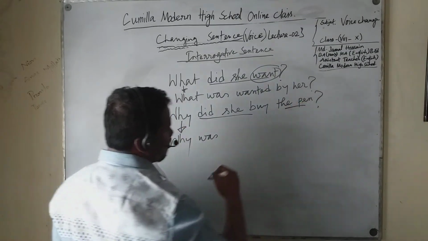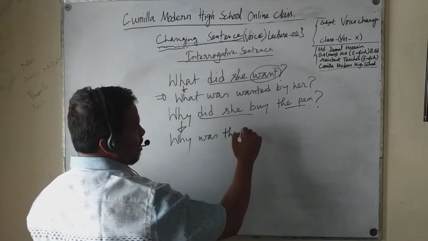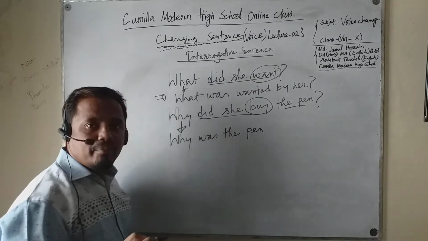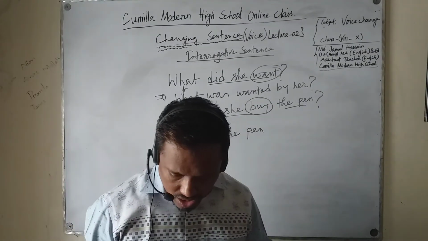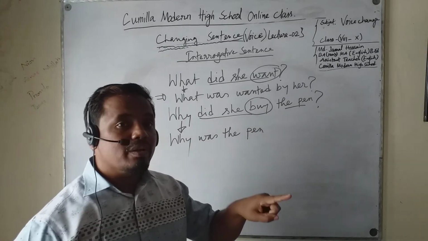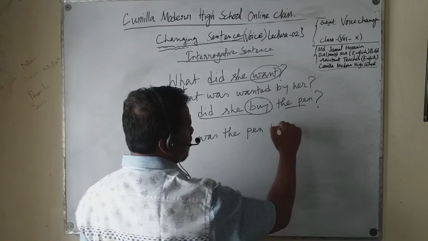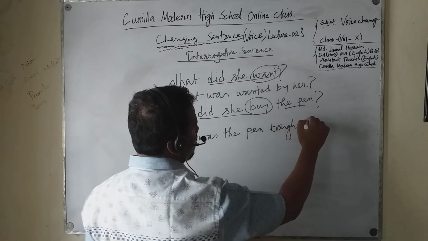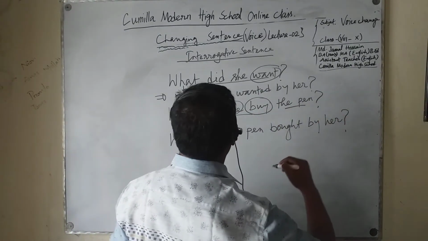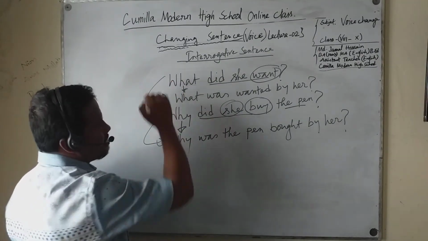The pen is the object, it will be the subject. Why was the pen? Now the main verb buy becomes bought. Sometimes bring is brought. Buy will be bought. Why was the pen bought by her? Okay. This is the passive voice of this sentence, and this is the passive voice of the previous sentence.